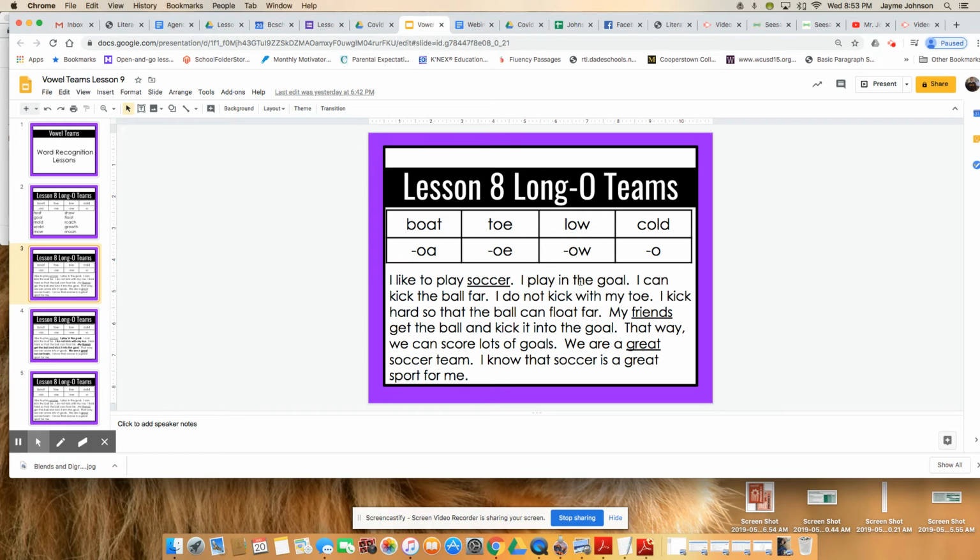I like to play soccer. I play in the goal. I can kick the ball far. I do not kick with my toe. I kick hard so that the ball can float far. My friends get the ball and kick it into the goal. That way we can score lots of goals. We are a great soccer team. I know that soccer is a great sport for me.